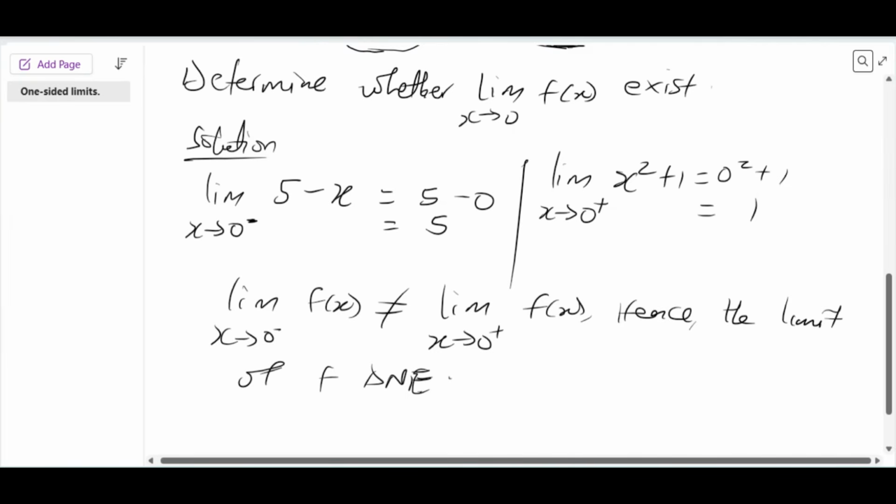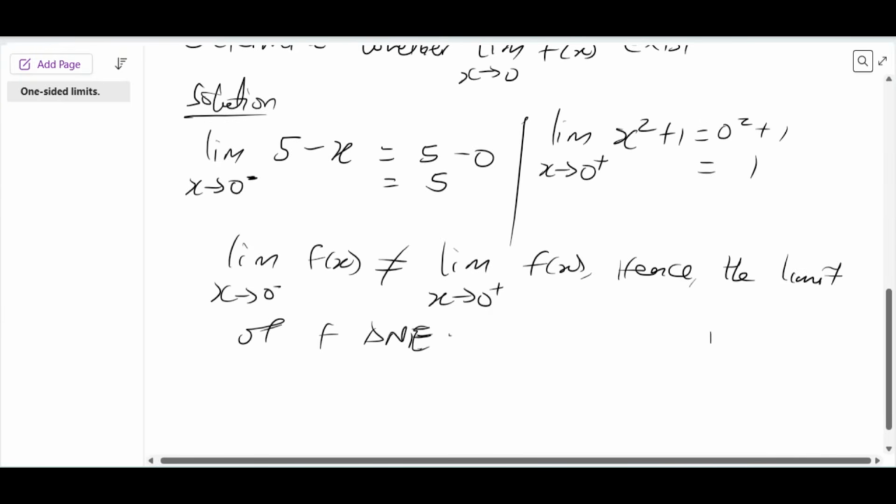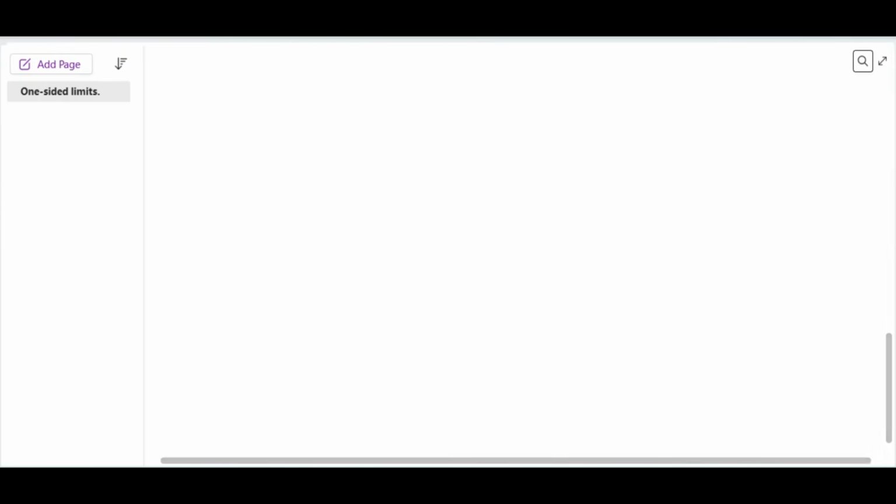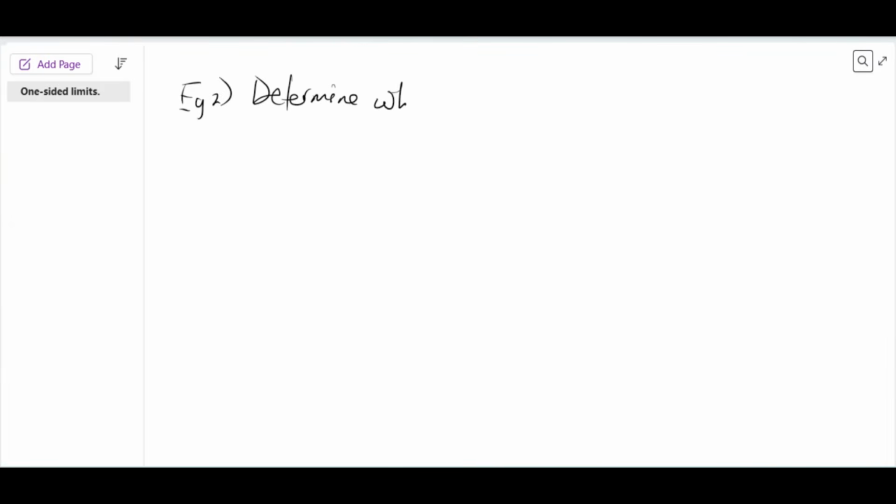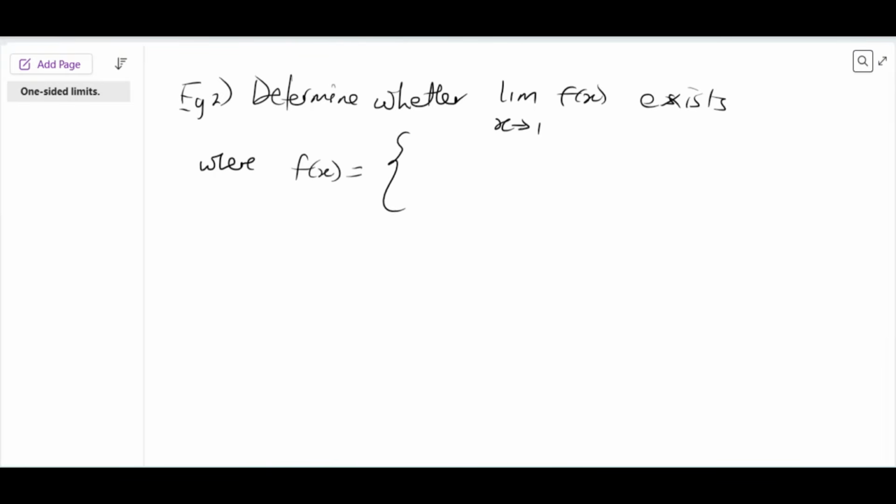All right, so we go ahead to do the second example, and I would like you to pause the video to do that second example. Let me quickly write the second example here. So example 2. We want to determine whether the limit as x approaches 1 of f of x exists, where f of x is equal to this piecewise function.